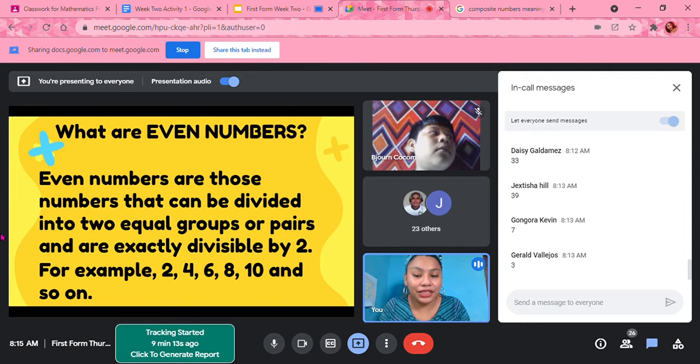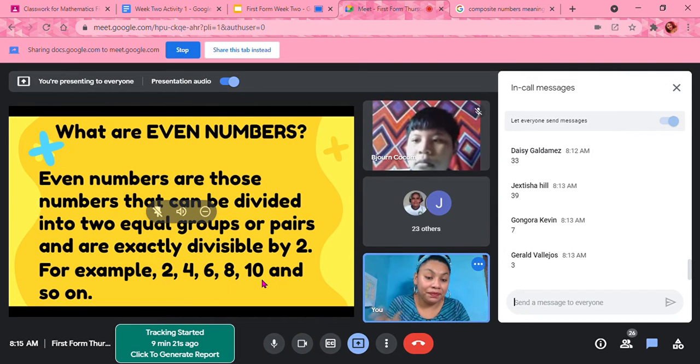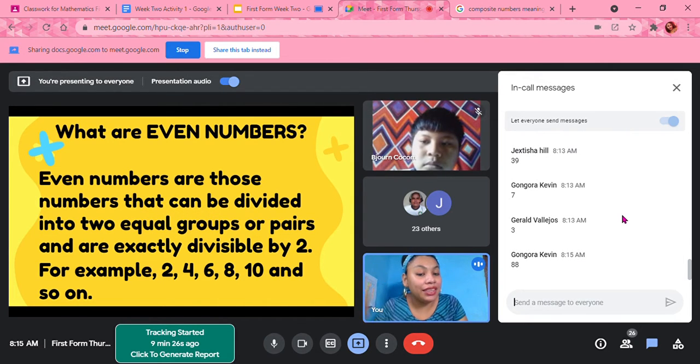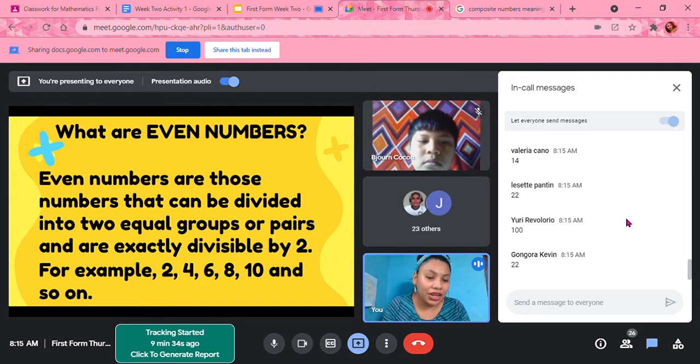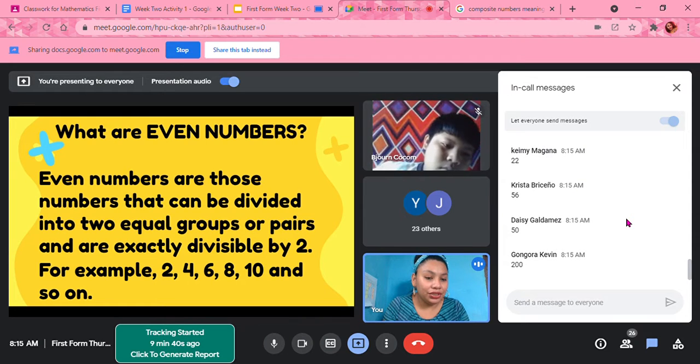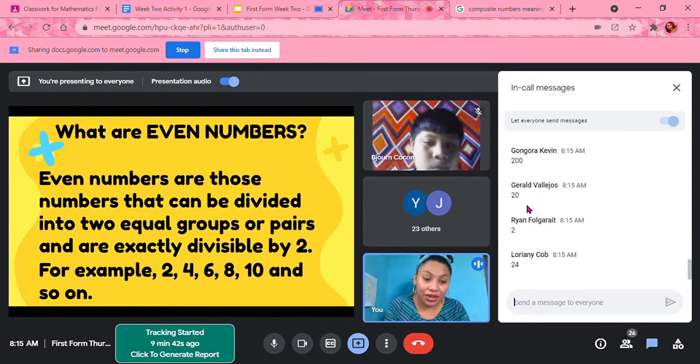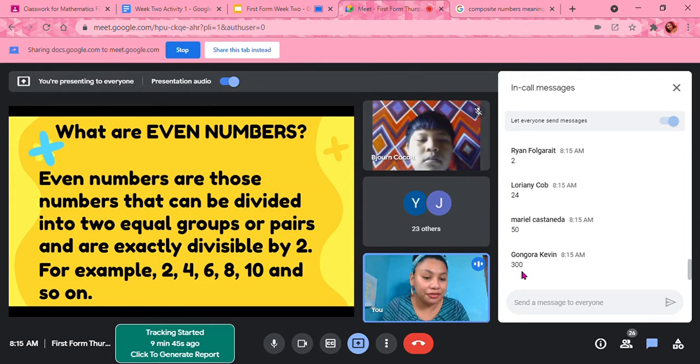So what I want you guys to do, I want you to put an even number in the chat, and I want an even number that is bigger than 10 because I gave you 2, 4, 6, 8, 10. Those are my examples. I want you to put another number in the chat that I can divide by 2. 88, 44, 14, 22, 100, 48. Very good examples, guys. 56, 50, 200, 24, 300. Those are very good examples. Excellent work.